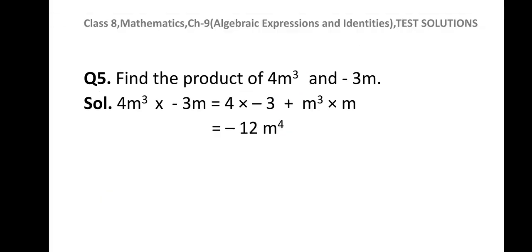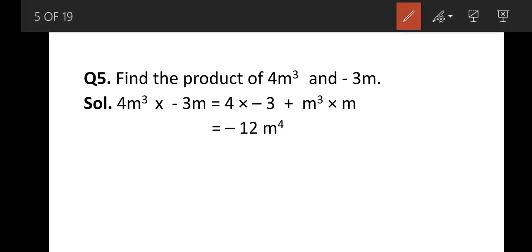Now question number 5 is find the product of 4m cube and minus 3m. In this, you need to take the product of these two terms. Here it is 4m cube into minus 3m. So first of all, what do I need to do? I need to multiply the numerical coefficients and then their literal coefficients, and then I will be getting the final answer. So what is the numerical coefficient of this term? 4. What is the numerical coefficient of this term? Minus 3. So it will be 4 into minus 3.